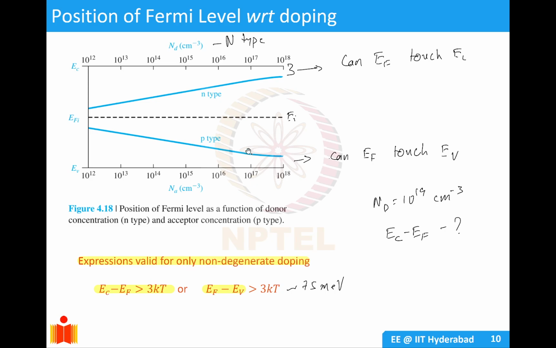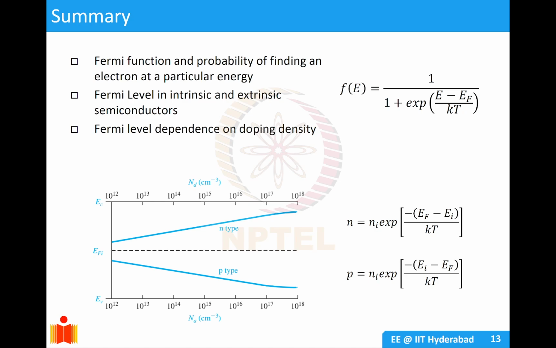If your EF becomes much closer to EC, then we consider it to be degenerately doped, and all the equations that we have just learned become invalid. Then we have to use different equations to solve our problems. So this is the summary we have just learned.